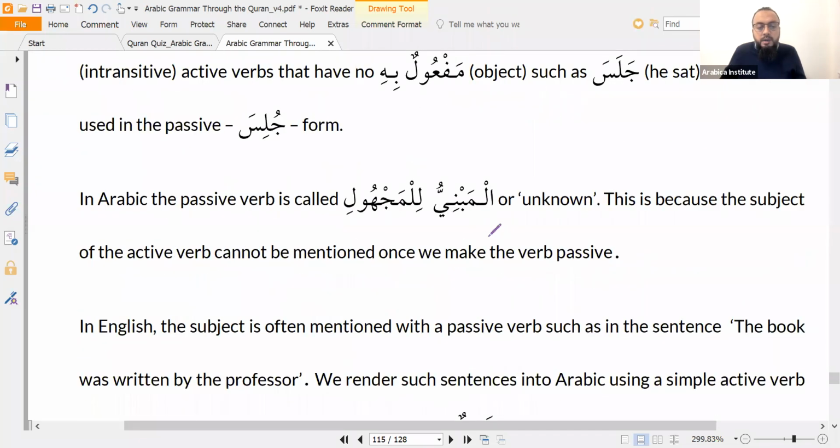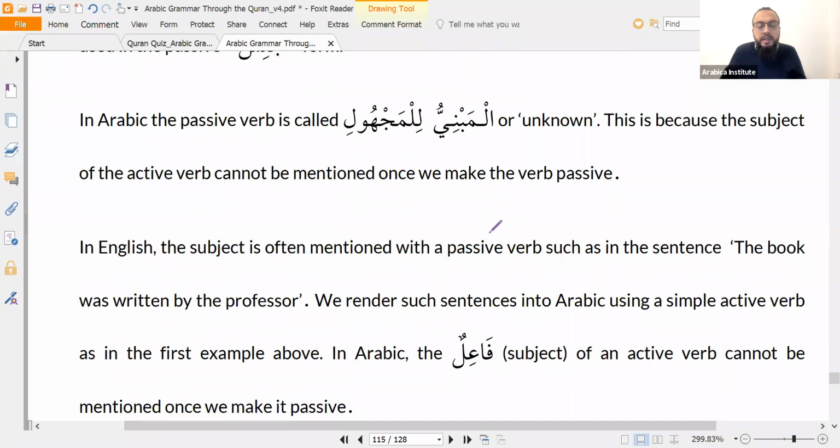Now, in English, we use passive verbs even when we do want to mention who did it. So we might say, the book was written by Muhammad. Do we do that in English? Yes. In Arabic, in principle, in classical Arabic, you're not supposed to do that because the purpose of the passive verb is to hide Muhammad's identity. You don't want people to know who wrote the book.